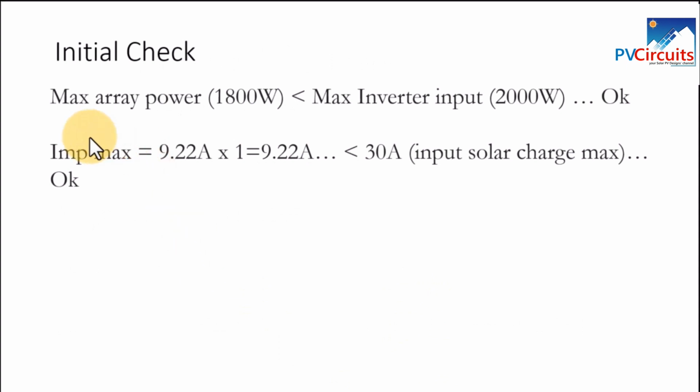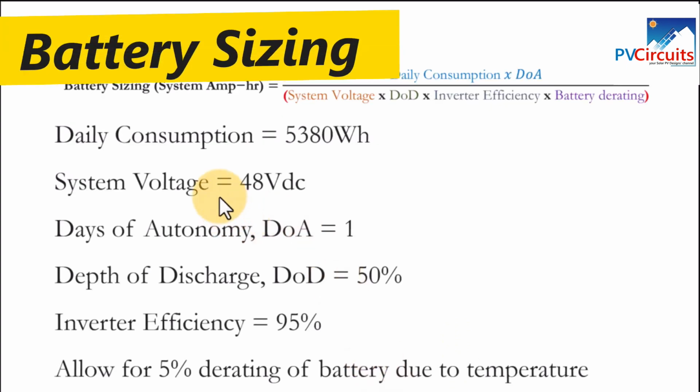So we check, this is an initial check, so that we are ensuring that the power of the array is less than what is stated for the inverter, and this is okay because the inverter is 2000 watts, and also the maximum point current is 9.22 because it is only one array or one string. Then it is less than the 30 input for the inverter, so this is also okay. So we move forward to do the battery sizing.